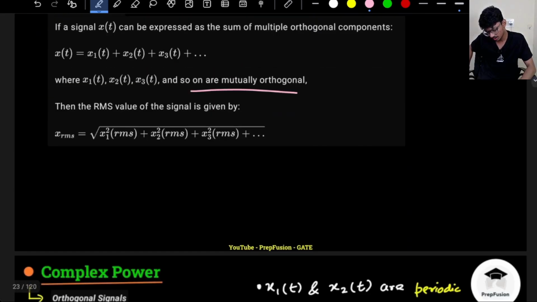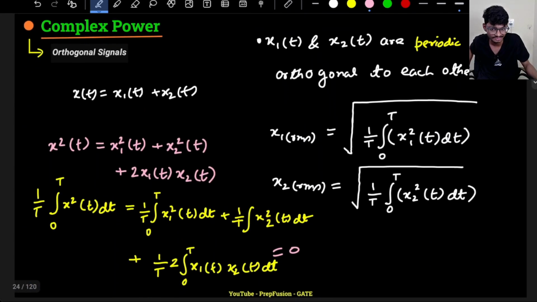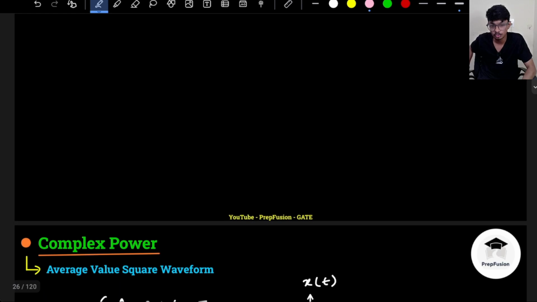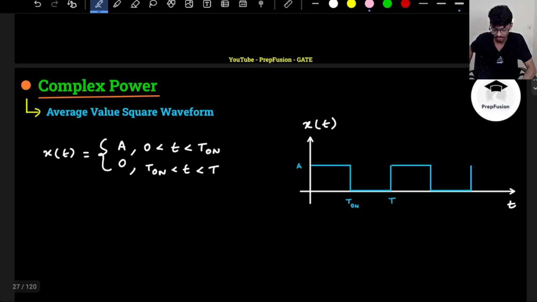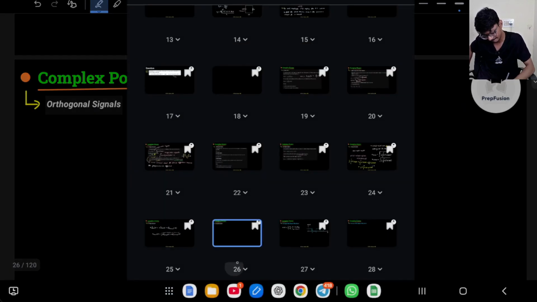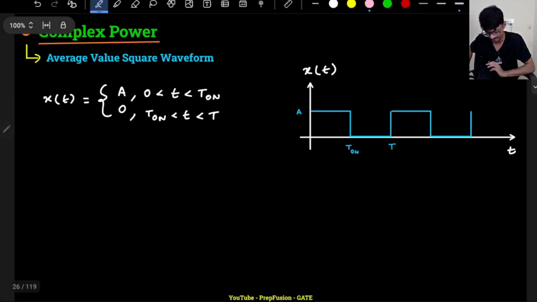So let's now compute the RMS of a few standard signals, because in GATE, questions have been asked to find out the power with respect to a few standard signals. So of course you should know how to find out the RMS of those standard signals. The first one is basically this square waveform. Very simple.